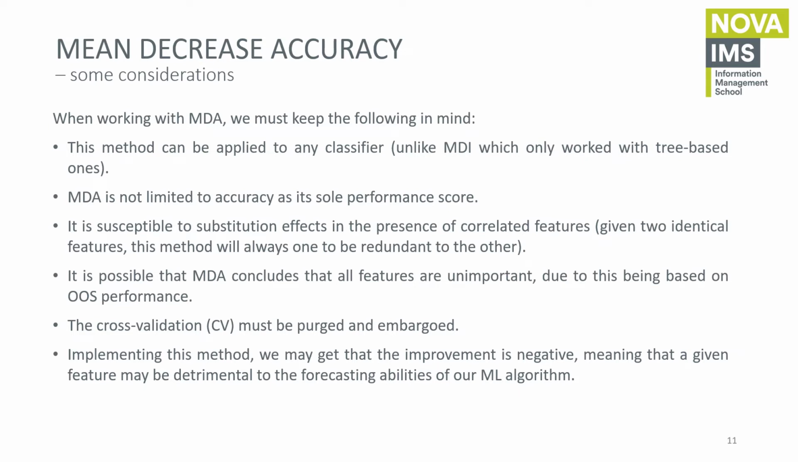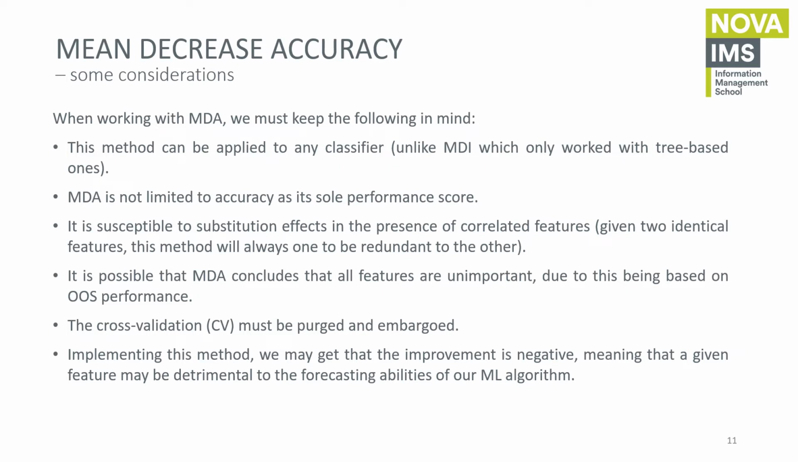As with MDI, we also have some considerations to make concerning mean decrease accuracy. For instance, we have that this method can be applied to any classifier, unlike MDI, which only works with tree-based ones. We also have that MDA is not limited to accuracy as its sole performance score, and that it is also susceptible to substitution effects in the presence of correlated features. Then, we also must take into account that it is possible that MDA concludes that all features are unimportant, due to this being based on out-of-sample performance.